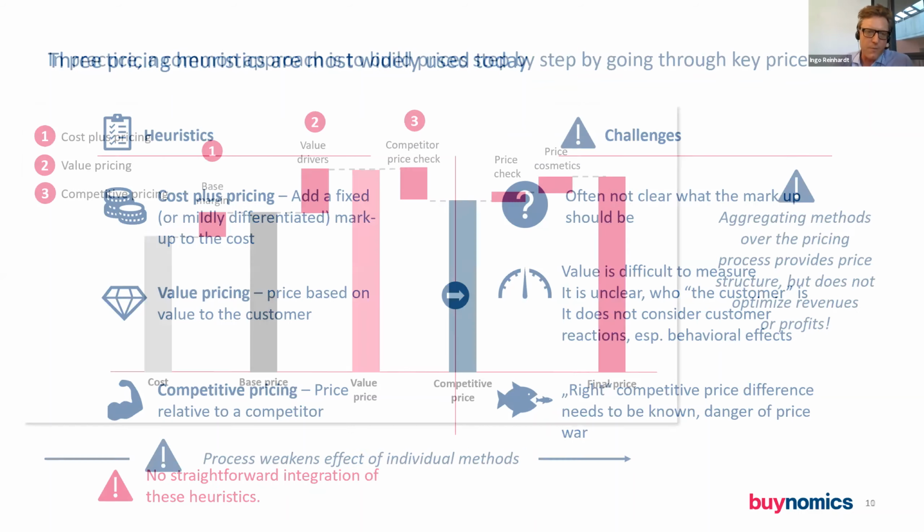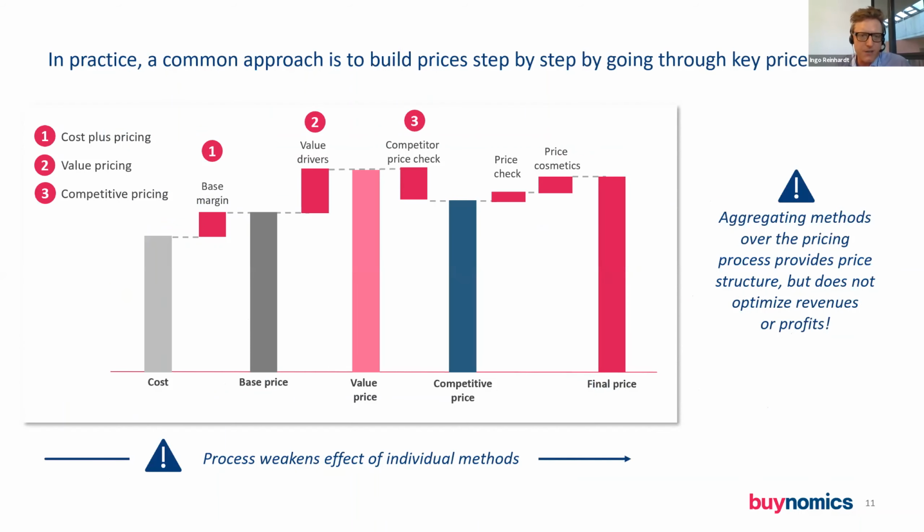And I think one of the most frequent things that I've seen is something like this, where prices are built up essentially in a waterfall, going from cost. You define something like a base margin or a base price in the beginning, then off that base price, as we did in the jacket example, you have your value drivers differentiate the prices of your portfolio. Then you check whether or not your pricing is aligned with your competition. You get something like a competitor price, and then you do essentially some final checks.